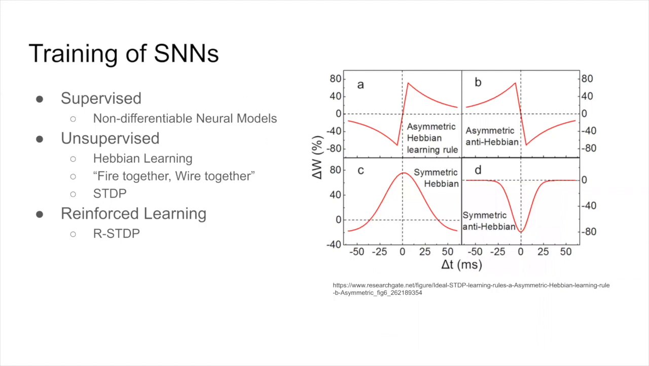The training of SNNs is also interesting. Despite the equations for neural models not being differentiable, approximation techniques have been developed and excellent supervised training results have been achieved. For unsupervised and reinforcement learning, the notion of Hebbian learning is used. Hebbian learning, also called spike timing dependent plasticity, is derived from neuroscience and has the input weights change based upon the difference in time between the input spike and the output spike.